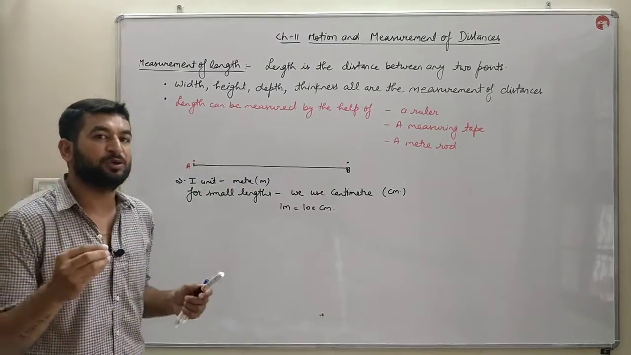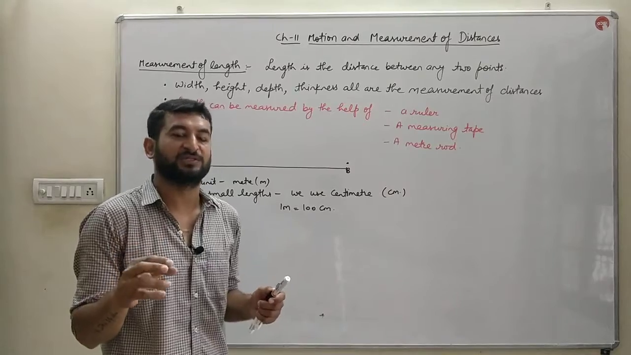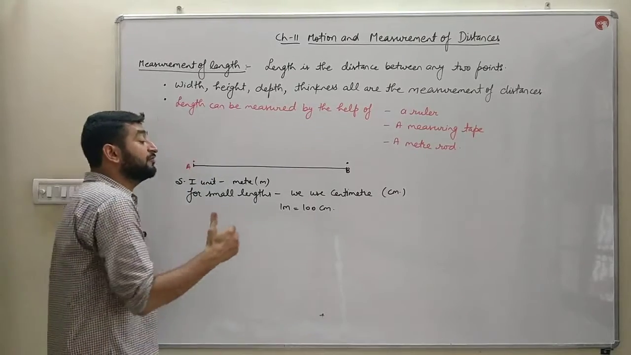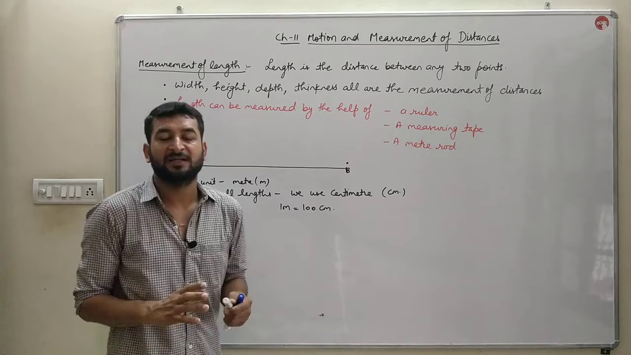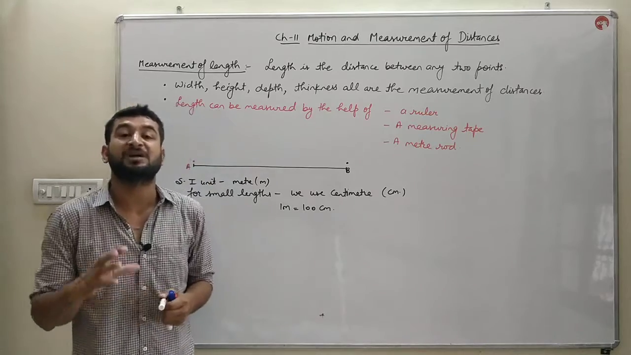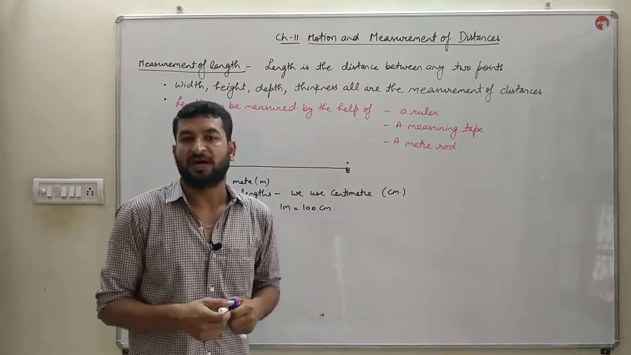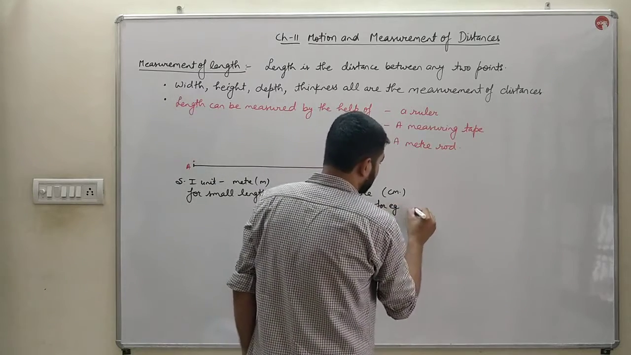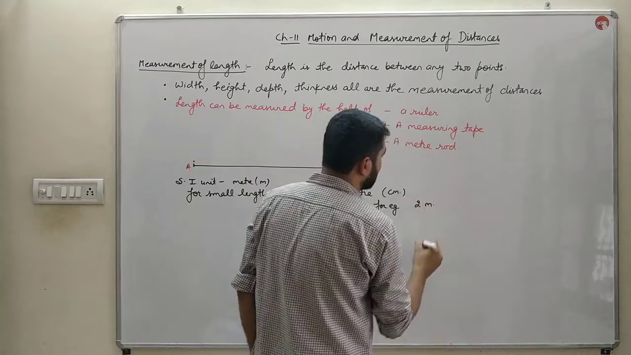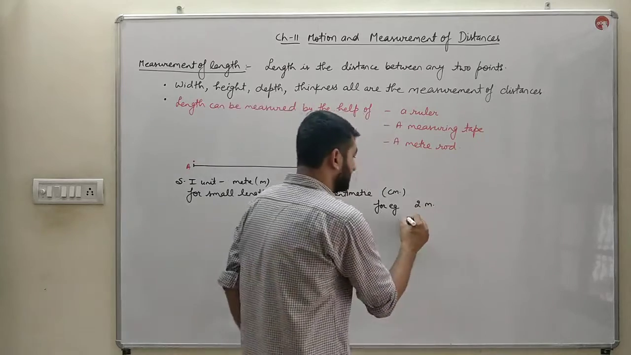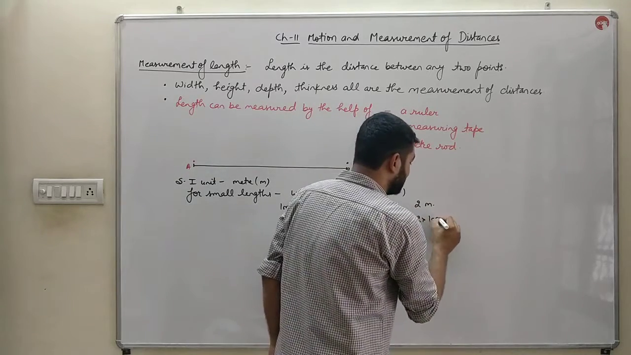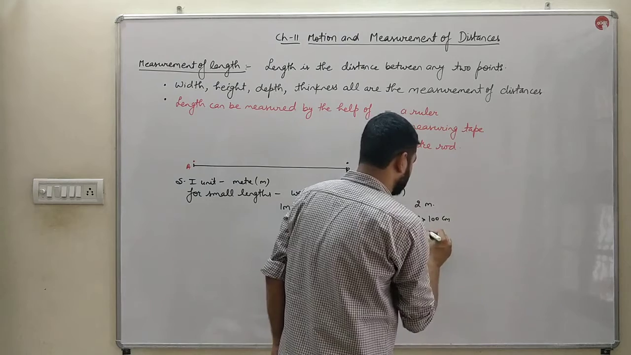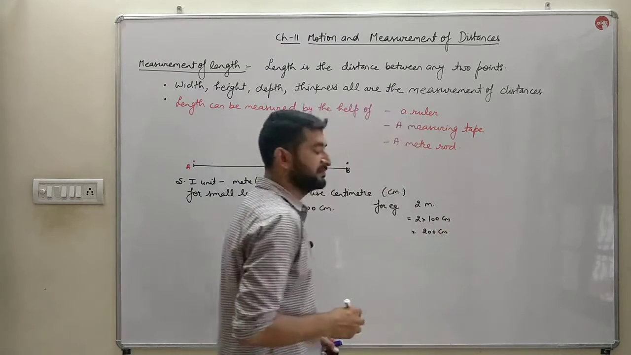1 meter mein kitne centimeter hote hai bachcho? 100 centimeters hote hai. So, if we want to convert meters into centimeters, then what we have to do? We have to multiply the value by 100. For example, if someone asks you how many centimeters are there in 2 meters, then we have to multiply it with 100 centimeters. So it will be equal to 200 centimeters.